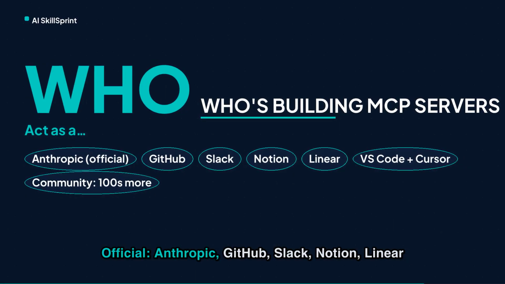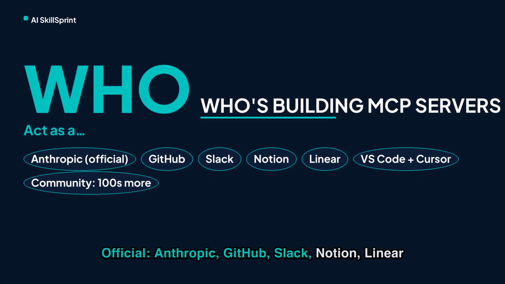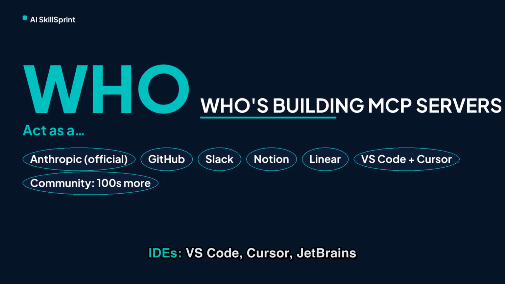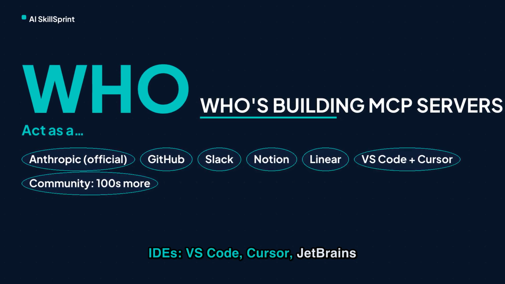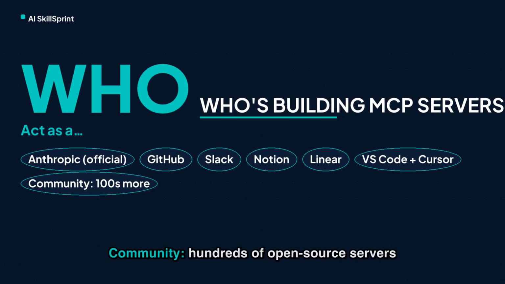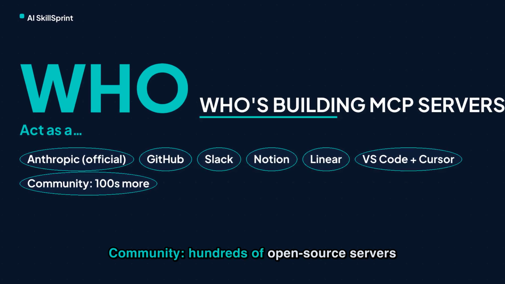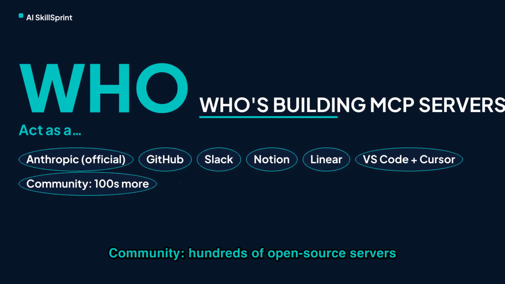Who's building MCP servers? Anthropic built the standard and shipped servers for common tools. GitHub, Slack, Notion, Linear, and dozens of developer tools have shipped official MCP servers. The community has built hundreds more. And IDE tools like Cursor and VS Code have adopted MCP, meaning the AI in your editor can now use tools the same way. MCP is fast becoming the standard way AI models connect to the world.